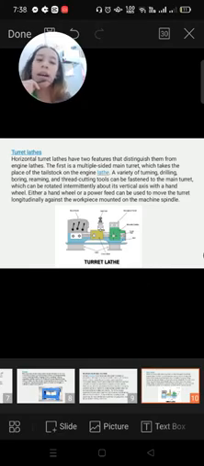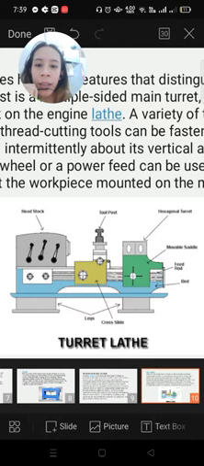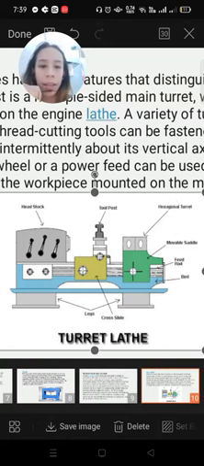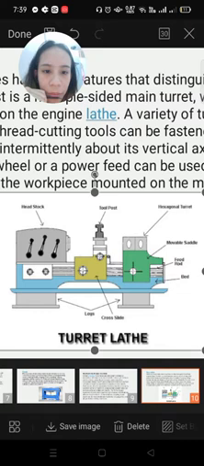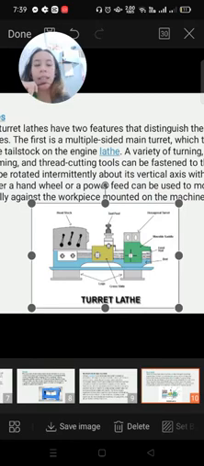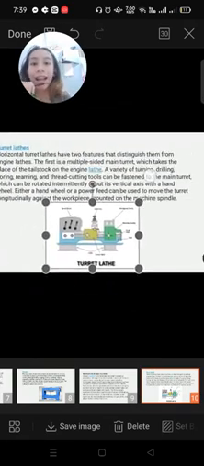So this is the turret lathe. These are the parts of the turret lathe: the headstock, tool post, hexagonal turret, movable saddle, feed rod, bed, legs, and cross slide. So that is the turret lathe.